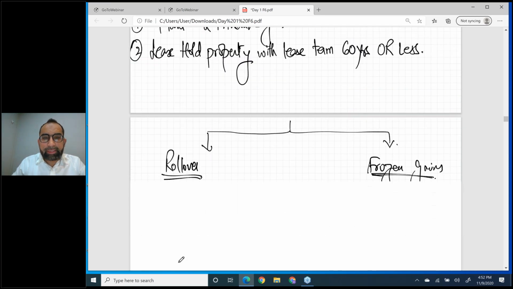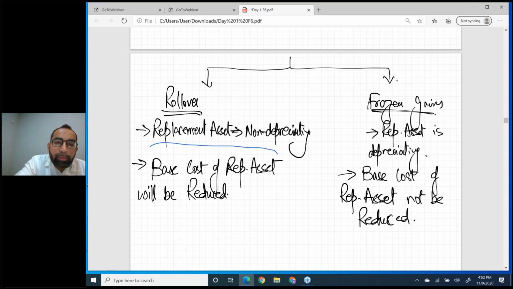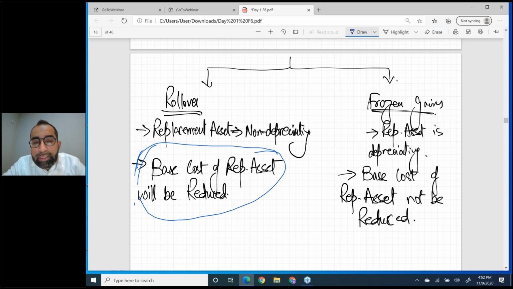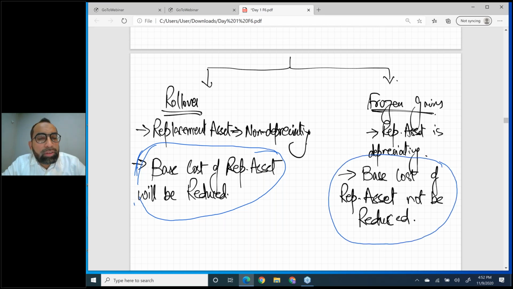Now, see, I've made some summaries for you. Listen, for rollover, the replacement asset must be a non-depreciating asset. For frozen gains, the replacement asset must be a depreciating asset. How do we work out rollover? In rollover working, the base cost of the replacement asset will be reduced, and in frozen gains, the base cost of the replacement asset is not to be reduced. Okay, I hope you studied these things.